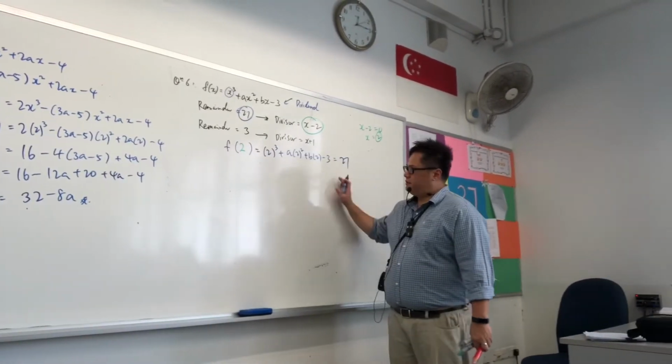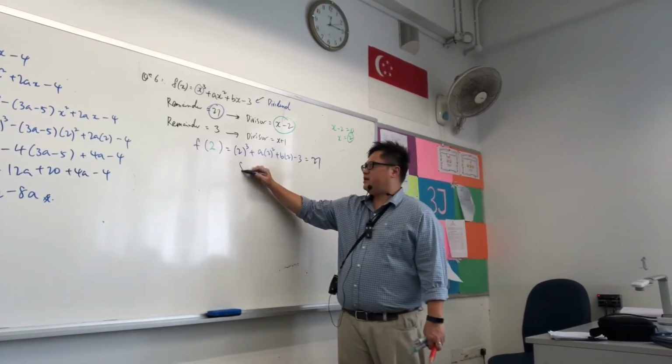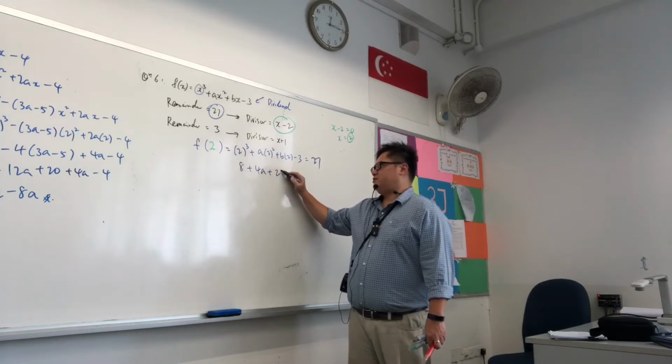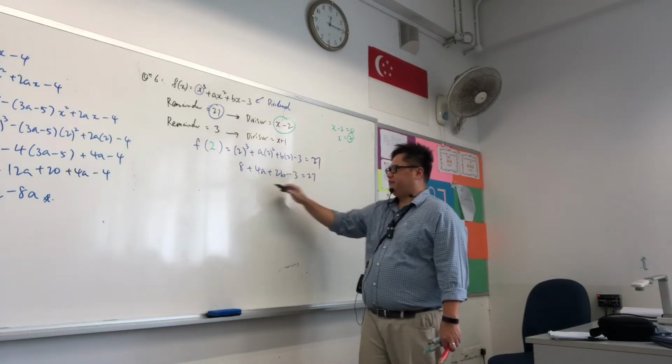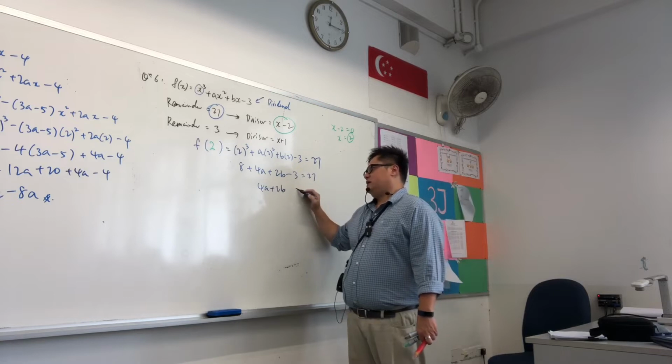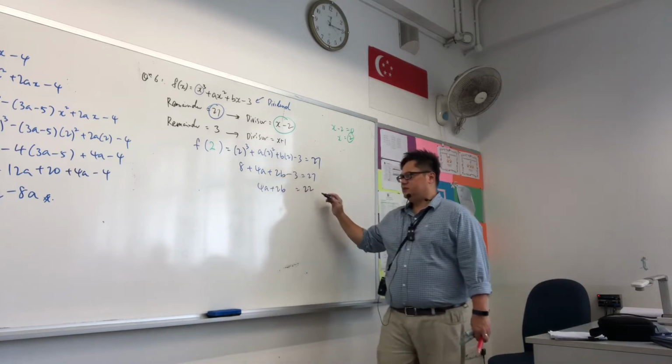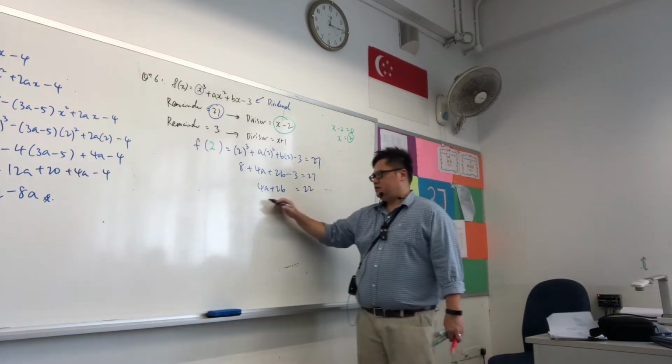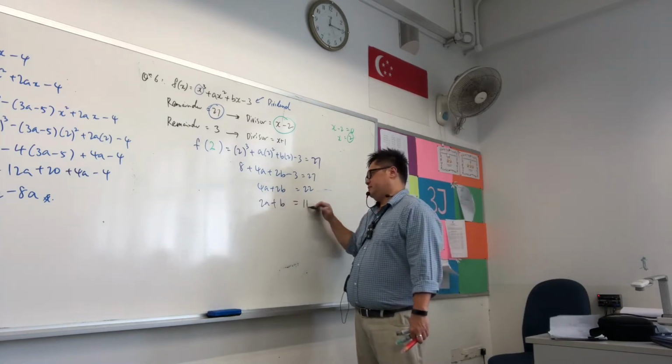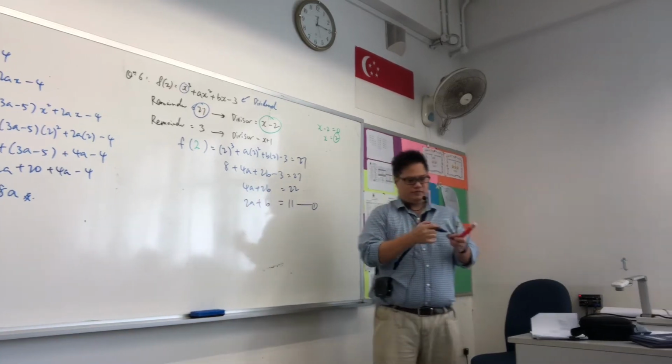Okay? So from here we simplify this. 8 plus 4a plus 2b minus 3 equals 27. So 4a plus 2b equals 22. Divide by 2, so 2a plus b equals 11. So this is my equation 1.